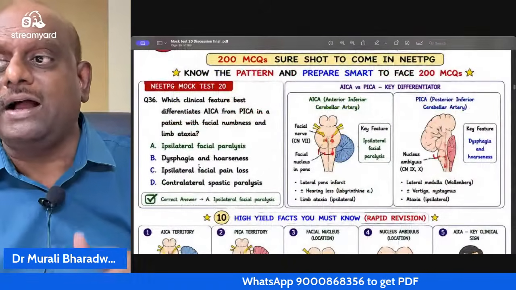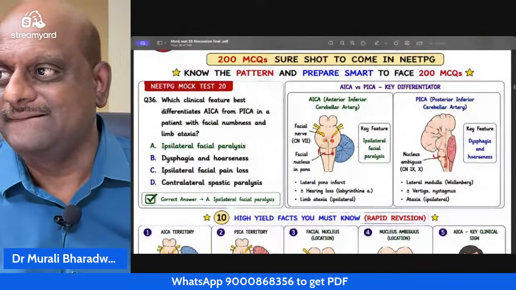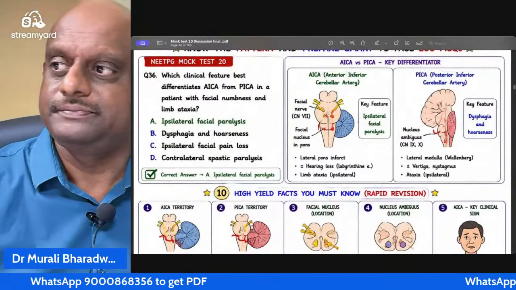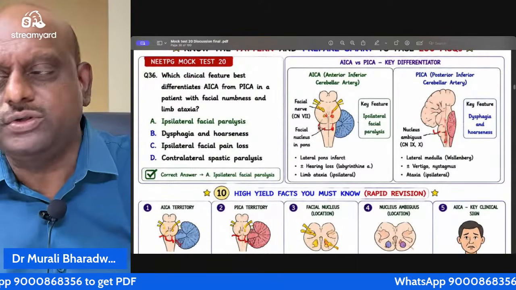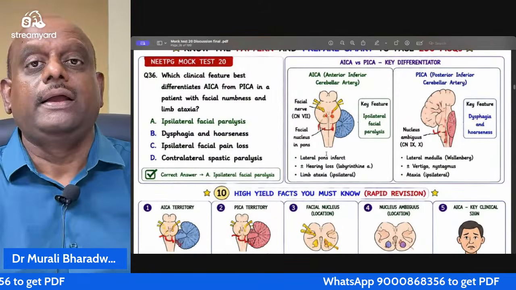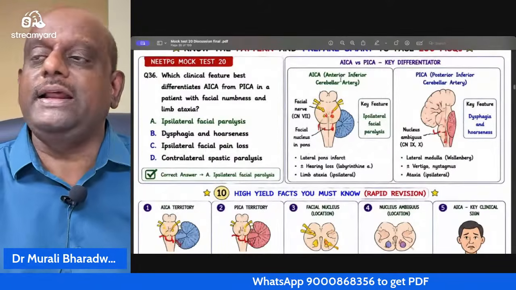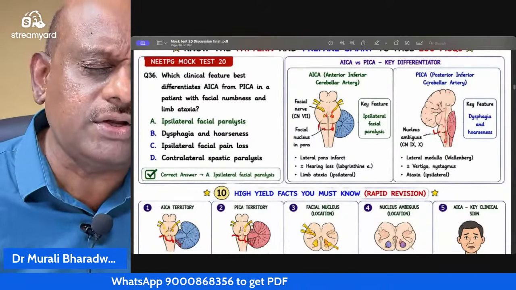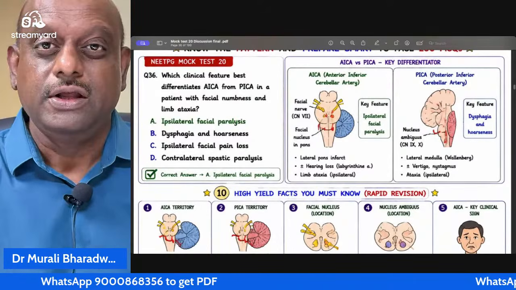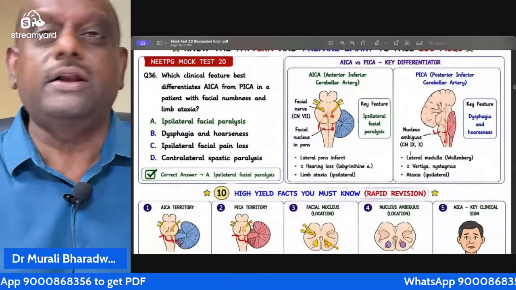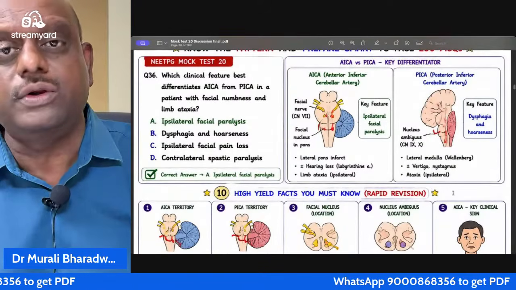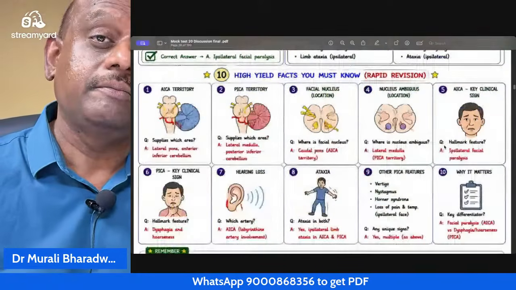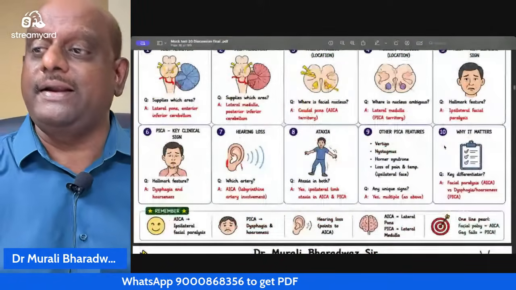How to differentiate AICA from PICA? So, AICA, the facial nerve, which is facial nerve 7, in the pons is typically affected in AICA. Whereas PICA is lateral part of the medulla. So there you have cranial nerves 9, 10 and all. So vertigo, nystagmus, ataxia, they are all the features in case of the posterior inferior cerebellar artery occlusion.